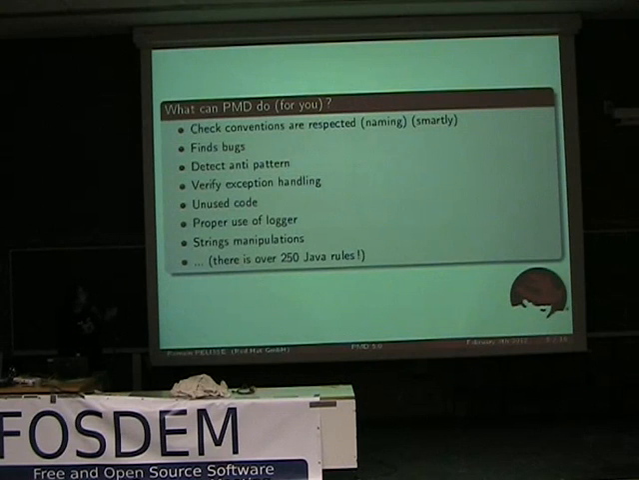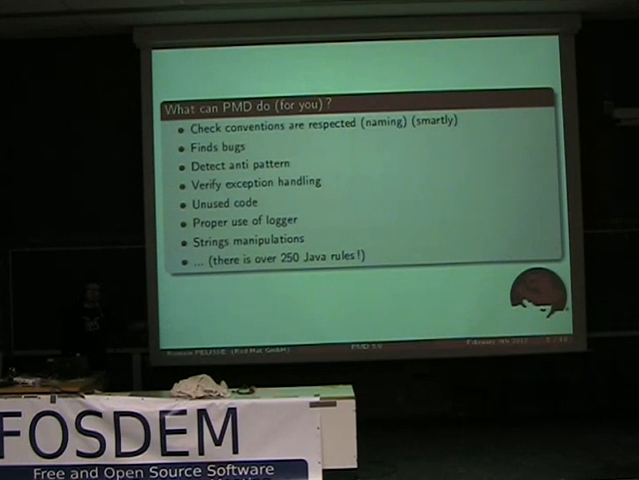Anyway, what can PMD do for you? As I said, it's basically going to check your code. The very simple thing it can do for you is convention checking, that you respect the naming convention. It's kind of dumb, but the good thing with PMD is it's easily configurable. So you can pick the ones you want or the ones you don't want to have. More usefully, PMD can find bugs. You can use existing rules to check your code, saying, hey, do you find anything bizarre in my code, anything weird, or any kind of anti-pattern? It can also spot that. Specifically in the Java world, it's able to check how you handle exceptions, which is also good. And also unused code, proper use of logger, all that kind of stuff. Many things around string manipulation.